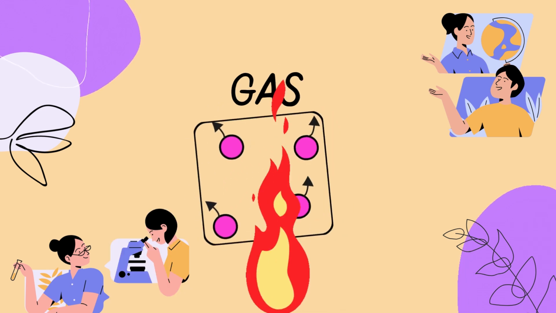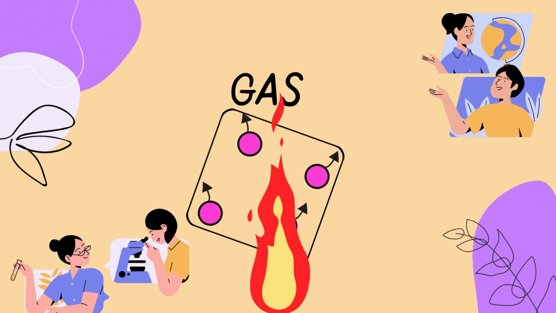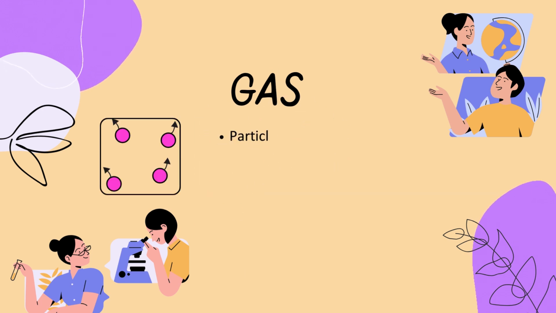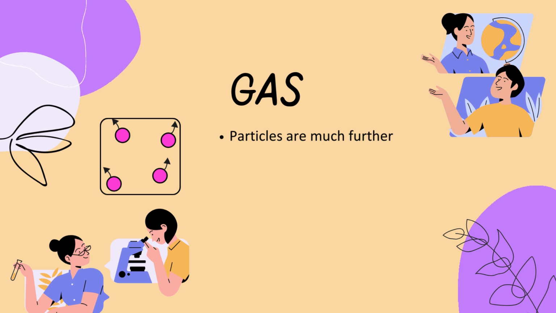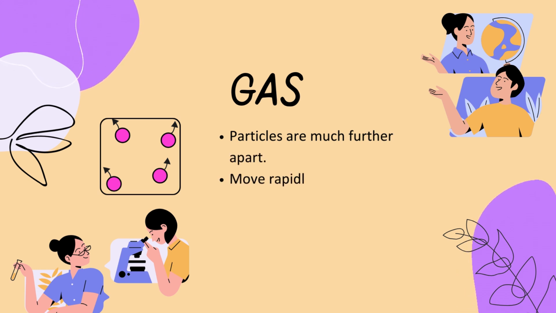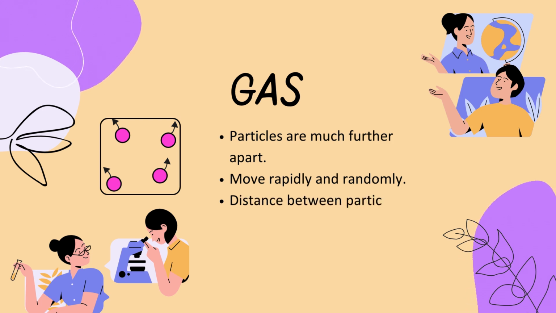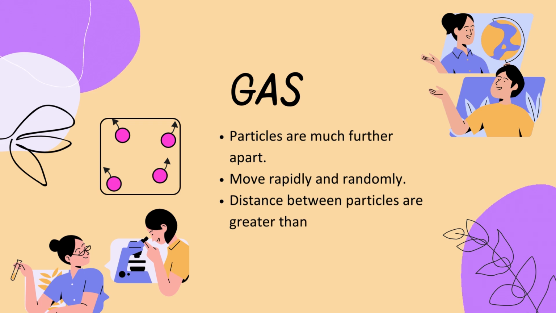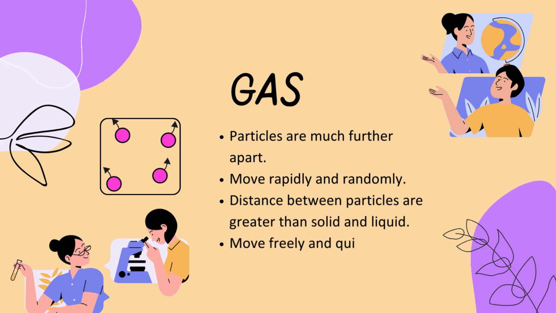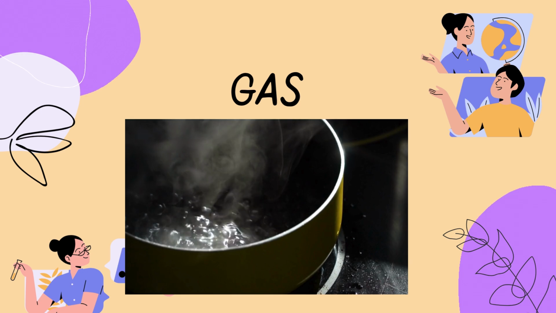Gases. Let's say you continue heating the water, the particles will change again. In gases, the particles are much farther apart and move rapidly and randomly. They spread out to fill the entire space of their container. The distance between gas particles is much greater than in solids or liquids, allowing them to move freely and quickly. And this is how steam is formed.